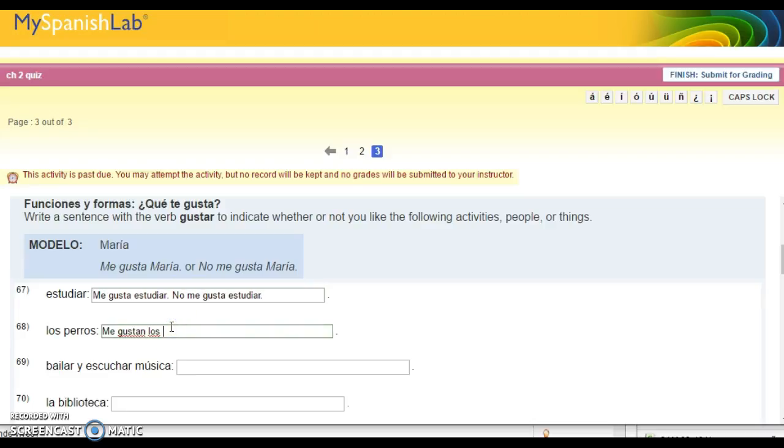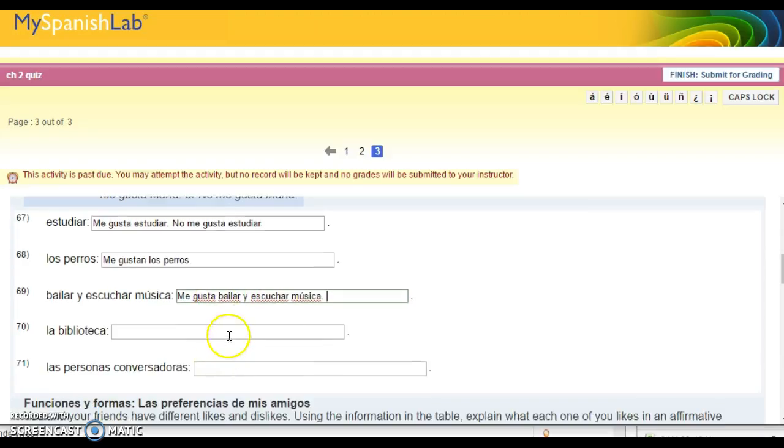Me gustan los perros. So when what you like is plural, it's gustan, and if it's singular or if it's a verb, it's gusta. So you only have two options there, gusta or gustan. Here we use gustan because perros is plural. So literally, dogs are pleasing to me, right? Okay. Me gusta bailar y escuchar música. And we use gusta because even though it's two things, it's a verb. So with a verb, you always say me gusta.